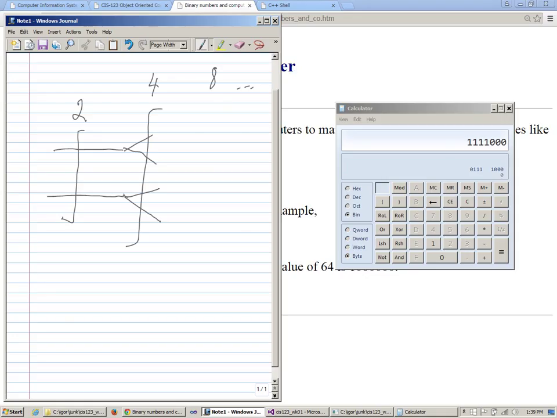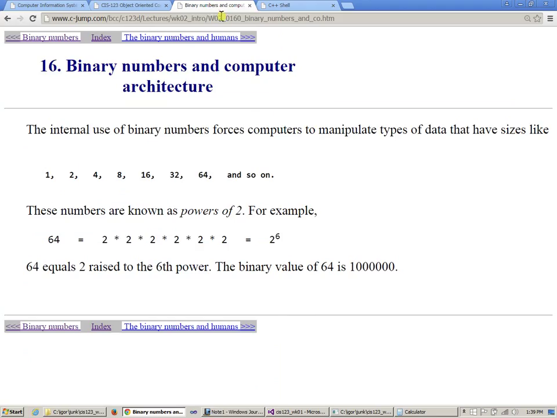So that's why, for instance, 64-bit is one of the very popular data types, right? But it's a multiple of 2. In fact, this is 2 raised to the 6th power. Why? Because it's like 2 multiplied by itself 6 times, okay? By the way, the binary value of 64 is this, 1000.